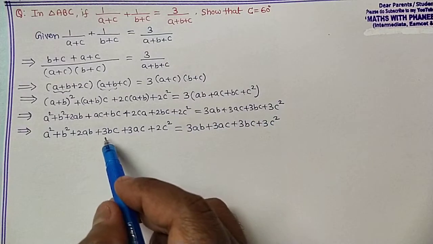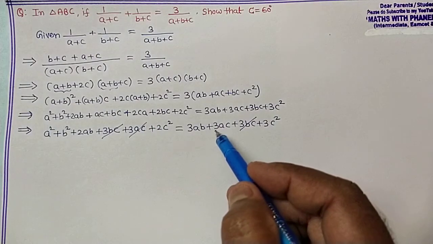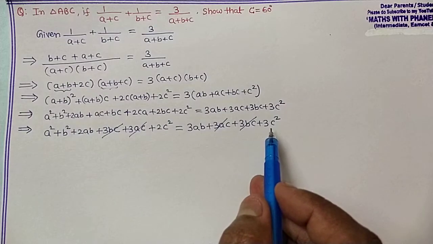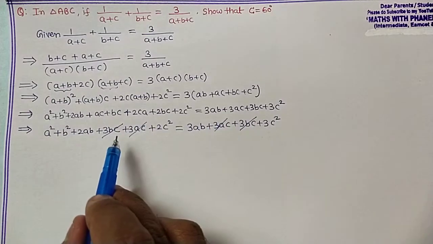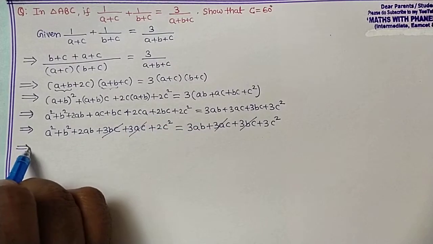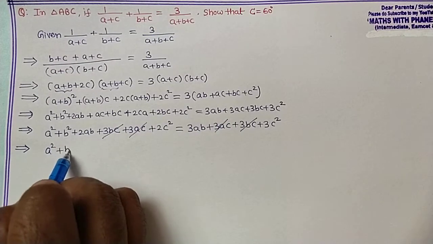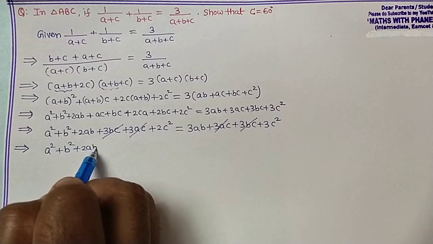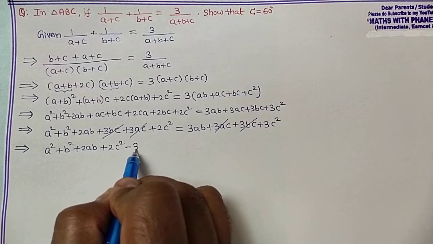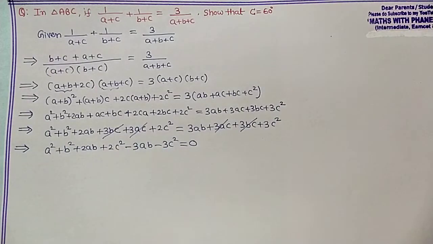Now on both sides 3bc gets cancelled. 3ac gets cancelled. Now here 3ab and 3c square first we can take this side, and 2ab we can take this side. That implies, is there any confusion? These values completely we can take this side better. a square plus b square plus 2ab plus 2c square, all the values I am taking this side, minus 3ab minus 3c square equal to 0. That is good now.